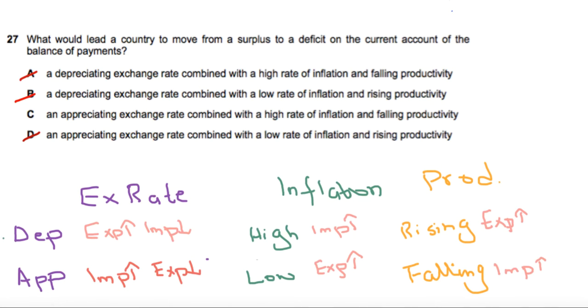So the correct option is option C, in which the exchange rate is appreciating, which would mean an increase in imports. The rate of inflation is high, again leading to more imports, and productivity is falling, again leading to a rise in imports. So there is an increase in imports and a fall in exports, which would lead to a deficit on the current account. And so that is the answer to this question. The correct answer is option C.